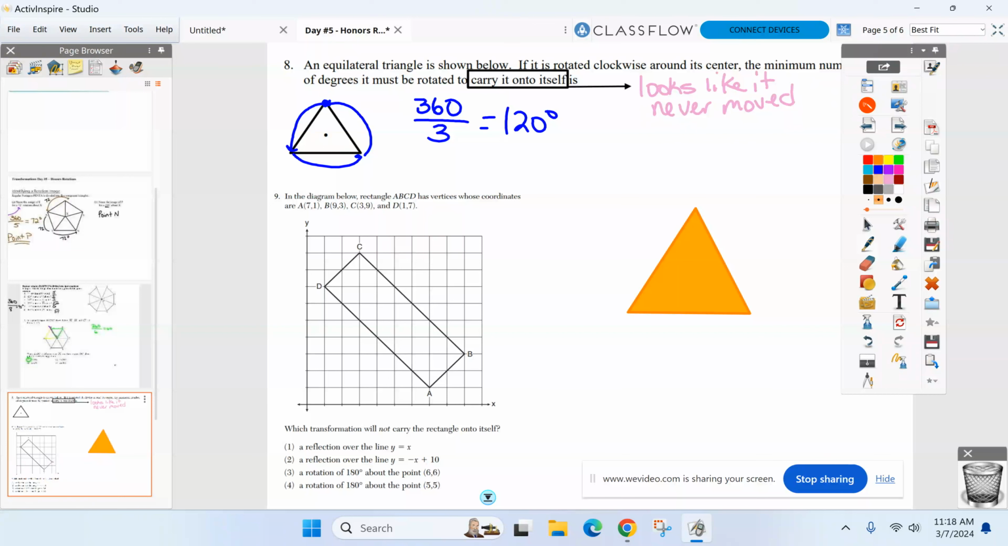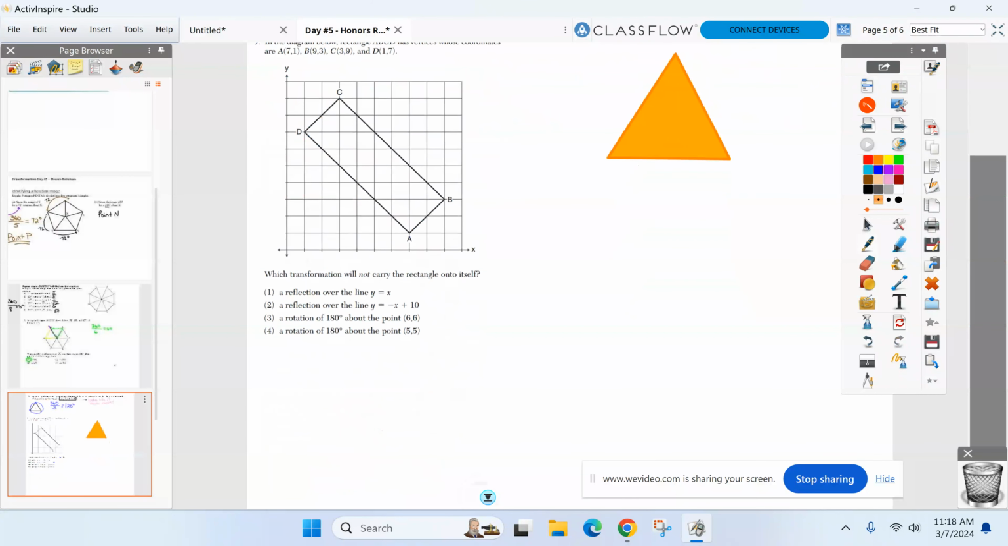All right, let's keep doing another problem with this onto itself concept. Here I have a rectangle ABCD. I have four choices down here. Which one will not, keyword there, not carry this rectangle onto itself? So bottom line, I'm going to get a new rectangle after I do it, and I'm not going to get the one that looks like currently in front of us. So can we go through each of these and see what type of rectangle we get back? Because three of them are going to give us the same one. The fourth one's going to give us a different one.